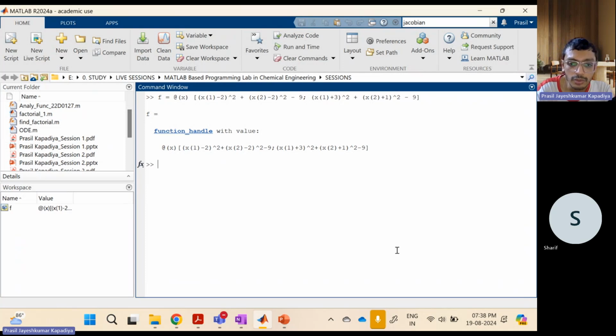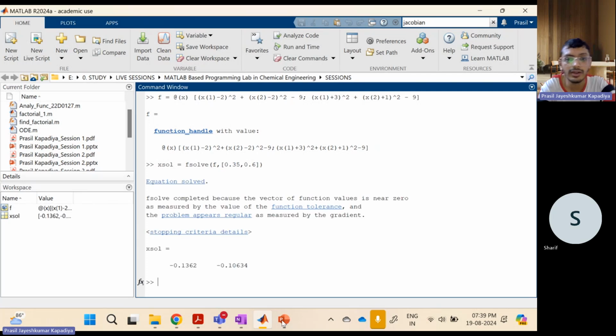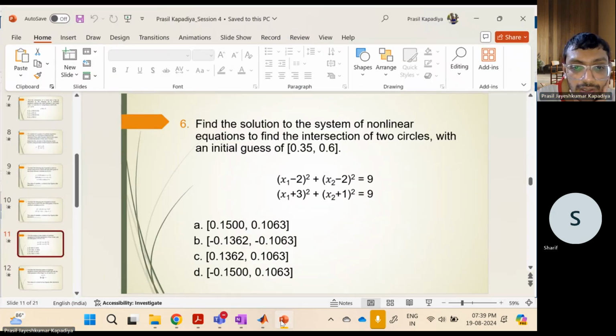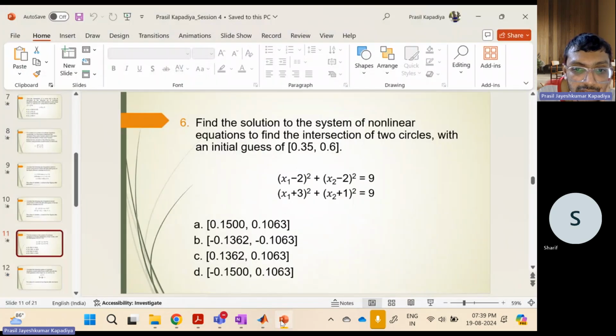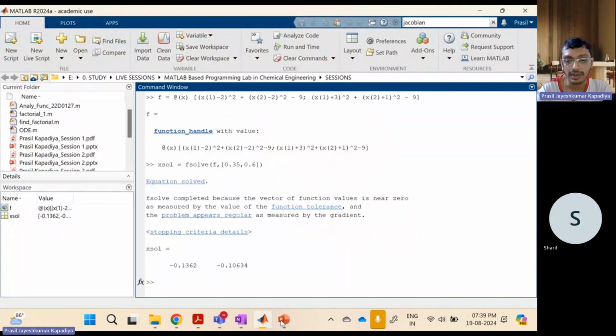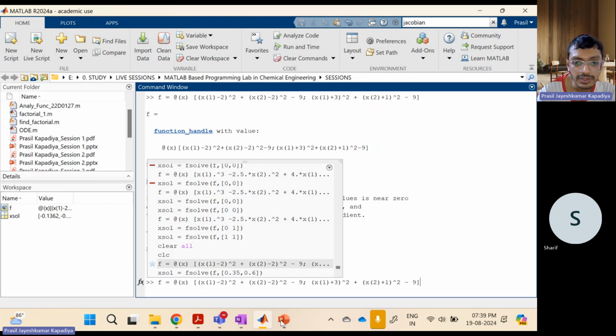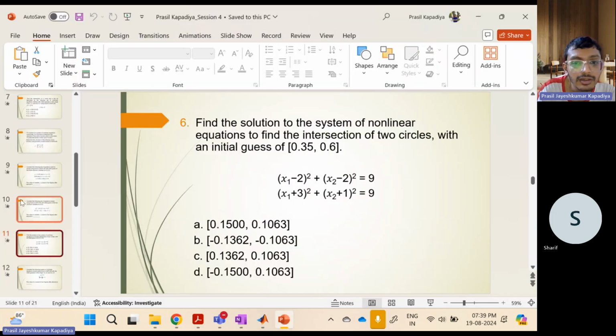Now we are supposed to solve this at 0.35, 0.6. I guess we will not find a solution. Yeah, it's solved. Minus 0.1362 and minus 0.1063. See, we are getting the exact answer. But what happened to the previous problem? Let me try it again.